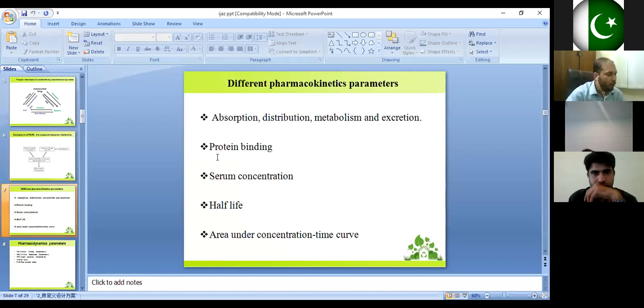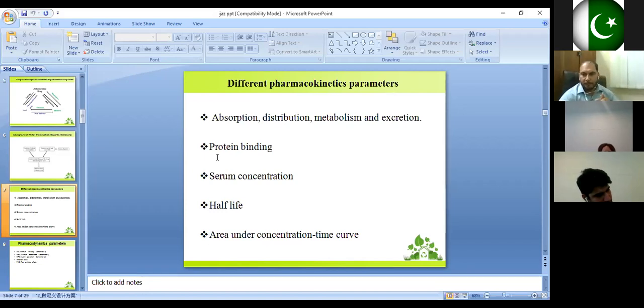Now I'm coming toward different pharmacokinetic parameters and different pharmacodynamic parameters. Like before, I told that pharmacokinetics is how the body handles the drug. So the parameters of pharmacokinetics are absorption, distribution, metabolism, and excretion. How the drug is absorbed, how it is distributed through the interstitial tissue and also to the site of infection, how it is metabolized. We know that the drug is metabolized mostly in the liver by cytochrome P450 enzyme. Then excreted mostly through kidney, through urine.